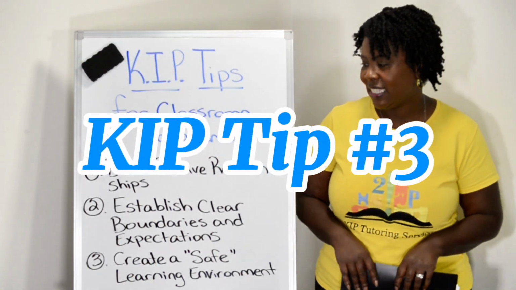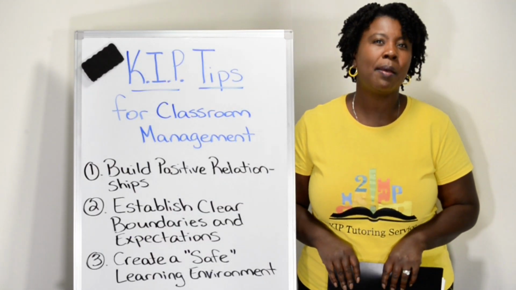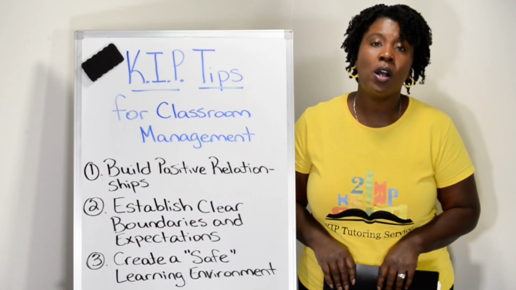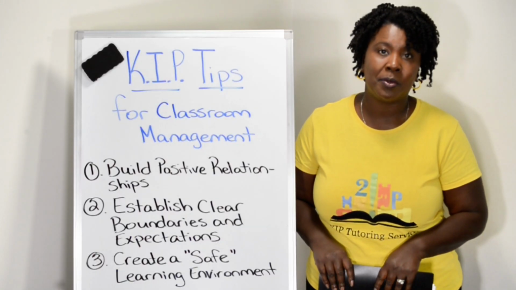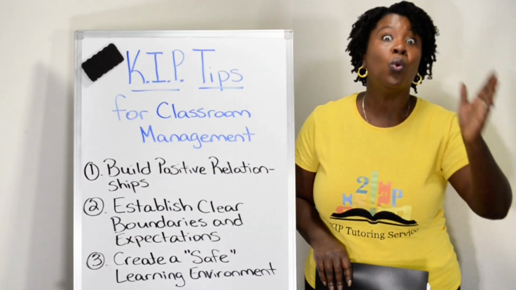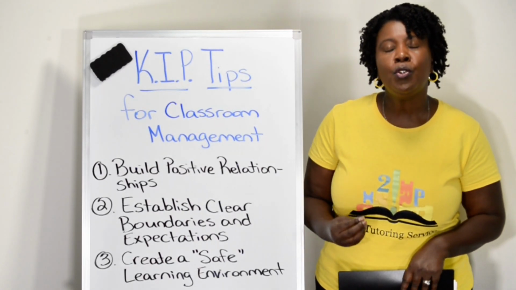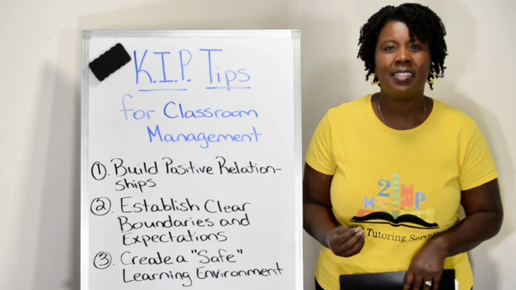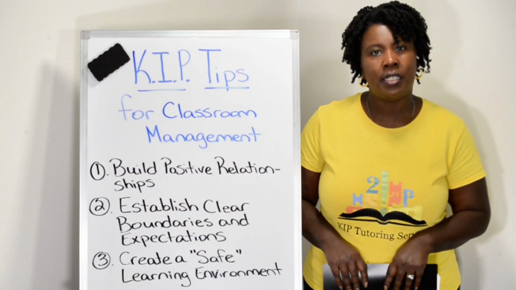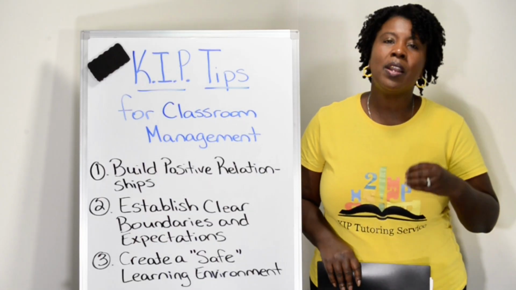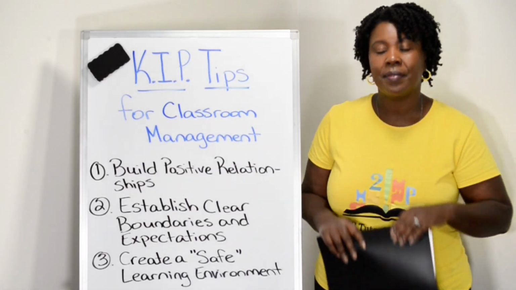Last but certainly not least, KIP tip number 3, create a safe learning environment. What do I mean by that? Well, of course, we want students to know that putting their hands or objects on each other is not acceptable, right? I think that's a general school rule. But when I say safe, I mean, are students willing to take risks in their classroom? Do they feel comfortable trying something new or different? If not, I would ask you to think about, is your learning environment safe?